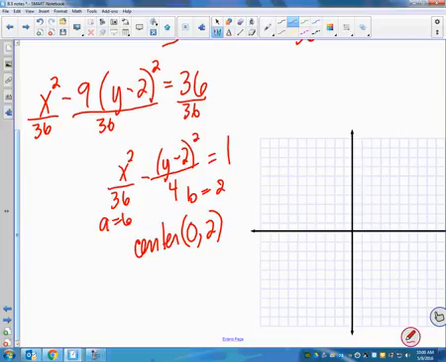You know which direction you're going here. 0, 2 would be right here. Since x is the positive one, I'm going to go left and right 6. 1, 2, 3, 4, 5, 6.